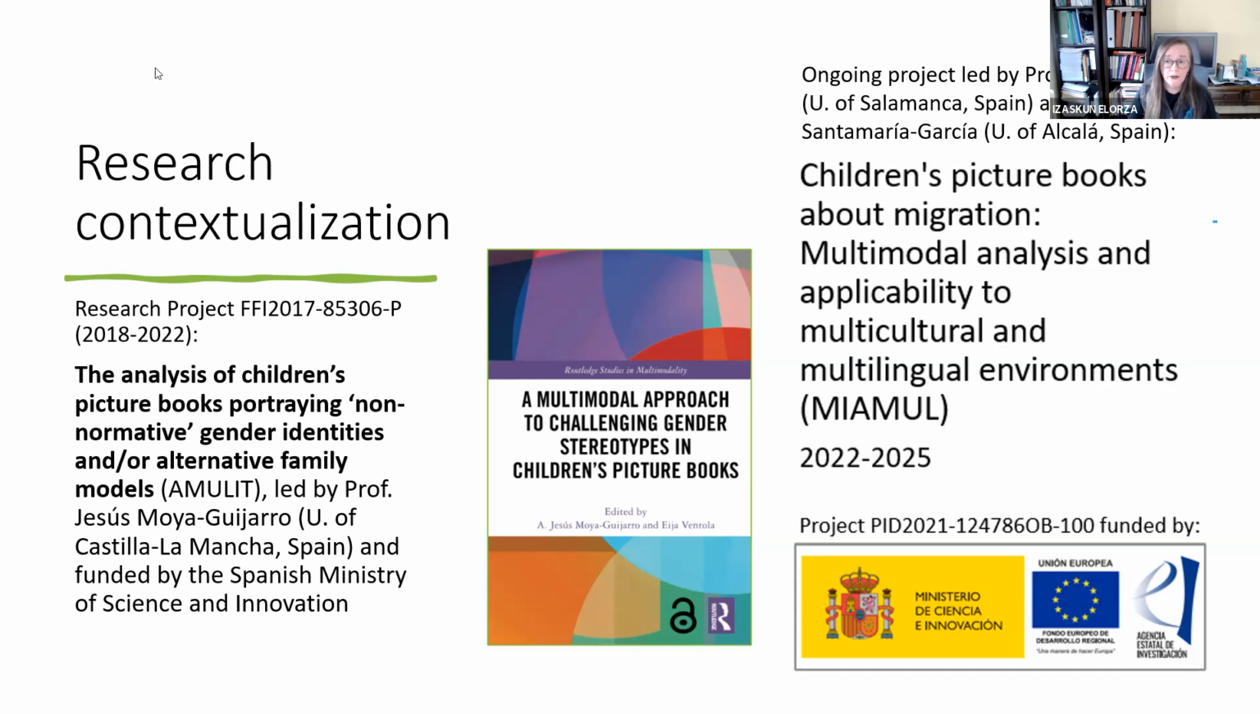Now we are focusing our attention on children's picture books about migration. So we have changed the theme of the picture books that we are analyzing. We are working with a corpus of 60 picture books on migration, and we are also looking into how this can apply to multicultural and multilingual environments. It is also funded by the Spanish Ministry. This has just started a few months ago, and it will last until 2025.